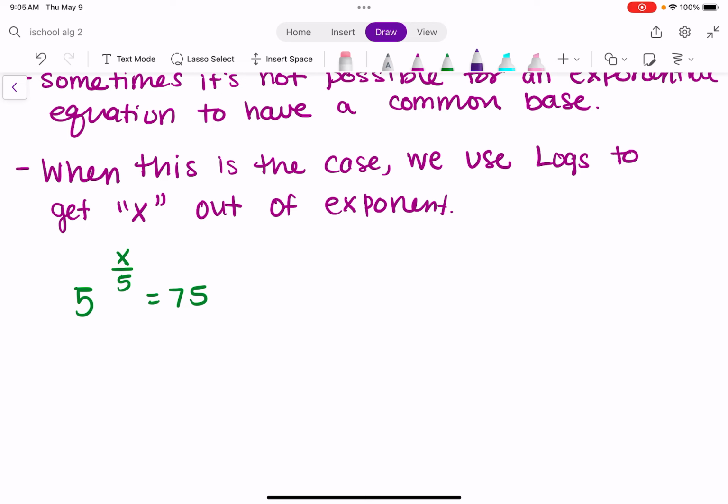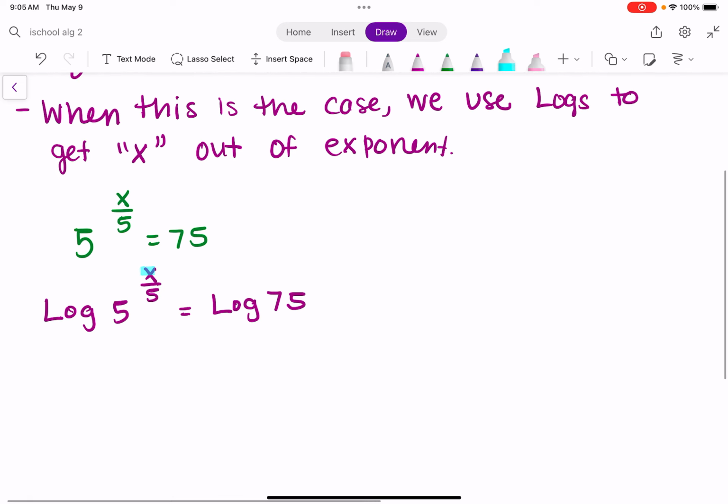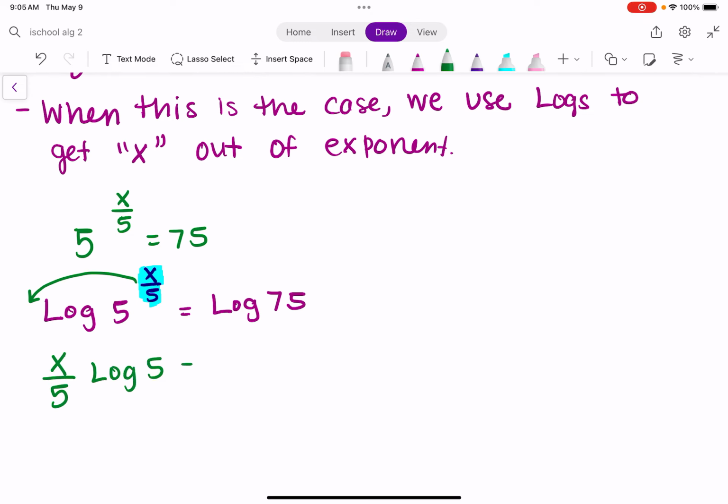So what we're gonna do is take the log of both sides, because I know that if I have the log of something that has an exponent, I can move the exponent to the front. So log of 5 to the x over 5 and log of 75, right? Because if you do something to one side, you have to do it to the other side. Now I'm gonna use the power log property, and that says that exponents are gonna move to the front. So I have x over 5 log 5 equals log 75.